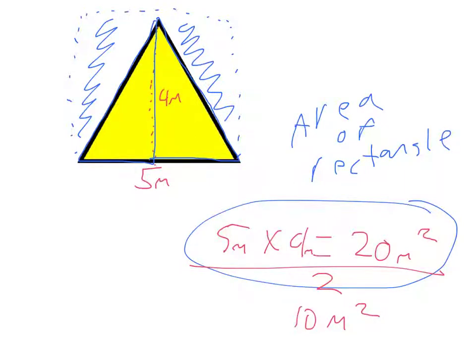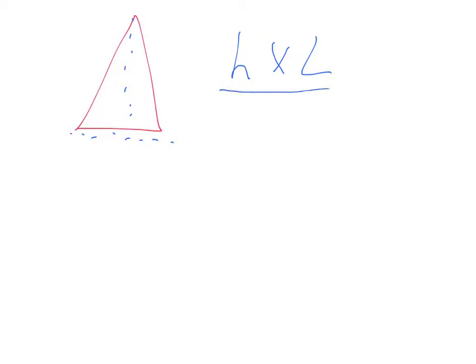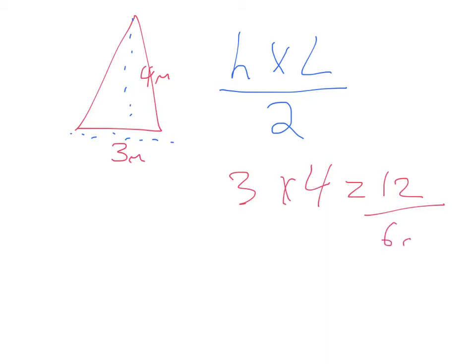Let's go over that again. If we want the area of a triangle, we need to first find the height and the length of one perpendicular side. So I'm going to find height times length. But that's going to give me the area of a rectangle. I need to cut that in half. So I'm going to divide by 2. Let's put some numbers on here. Let's say this is 3 meters and the height is 4 meters. I'm going to do 3 times 4 equals 12 and divide by 2, 6 meters square.